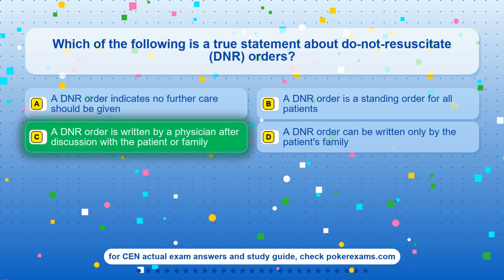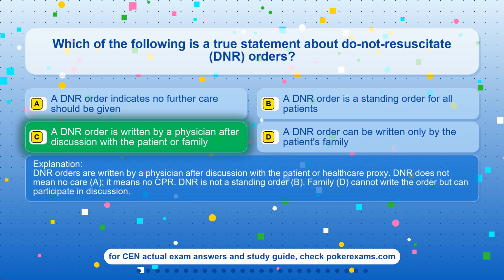The correct answer is option C. A DNR order is written by a physician after discussion with the patient or family. DNR orders are written by a physician after discussion with the patient or healthcare proxy. DNR does not mean no care, A. It means no CPR. DNR is not a standing order, B. Family, D, cannot write the order but can participate in discussion.